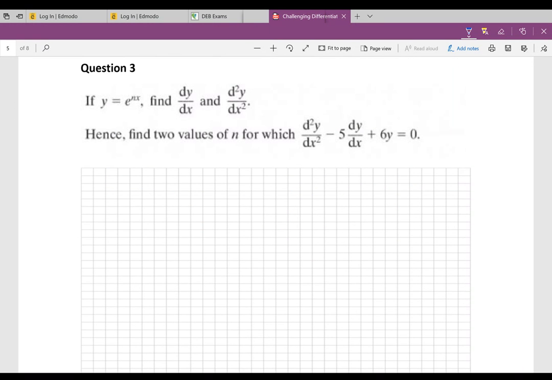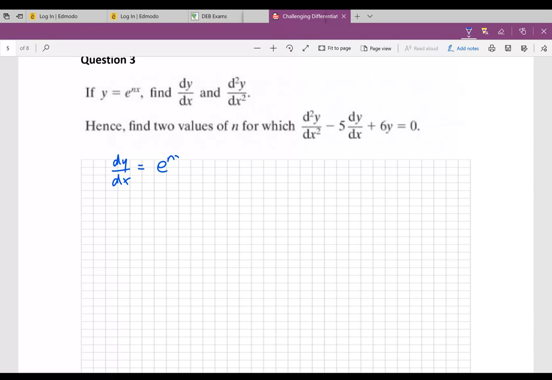Question 3. If y is equal to e to the power of nx, find dy dx. n is a constant here. So e to the power of nx does not change. Remember, e differentiates to the exact same term. And then I multiply by the derivative of nx. So nx would be literally like if you were differentiating 3x it would become 3, 25x would become 25.